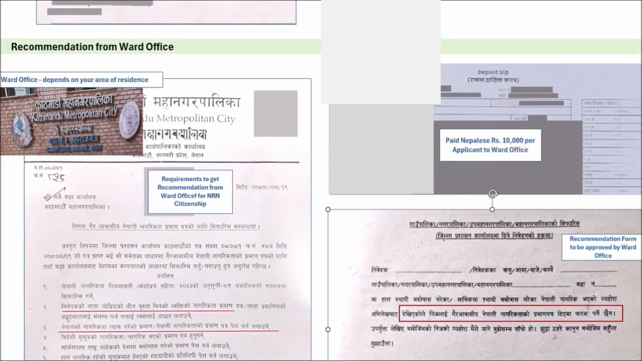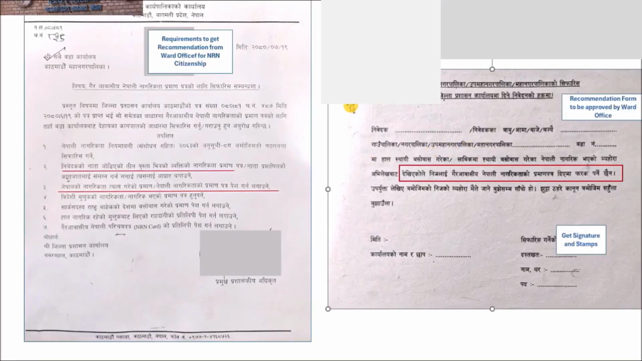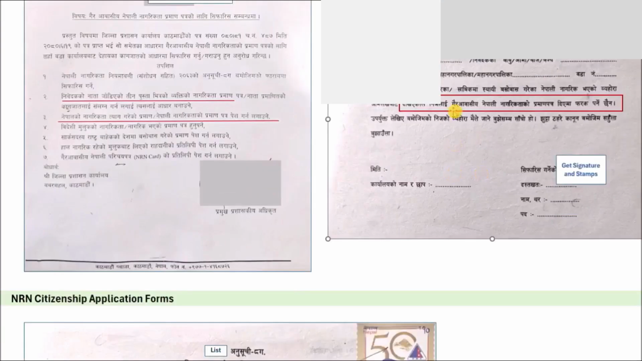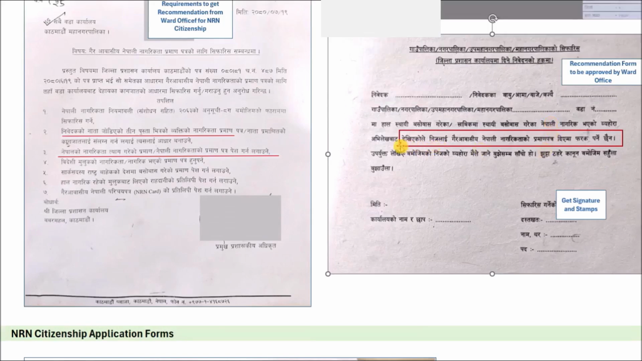This is per applicant you have to pay, and you will have to fill out these deposit slips. Once you finish the process, you get the signature and stamp from their ward office. Then you have the recommendation. Here in the recommendation, it says, Dekhieko Nizlai Gair Abasi Nepali Nagarikta ko Praman Patra Diema Pharak Parne Chaina. Basically they're saying the ward office has no objection to granting the applicant the NRN citizenship.